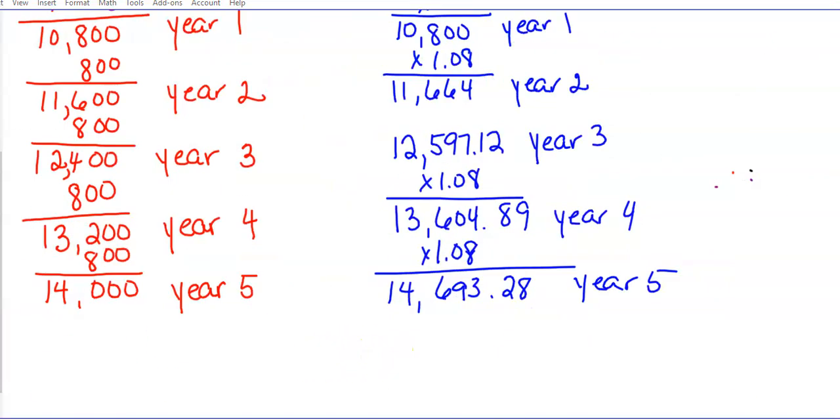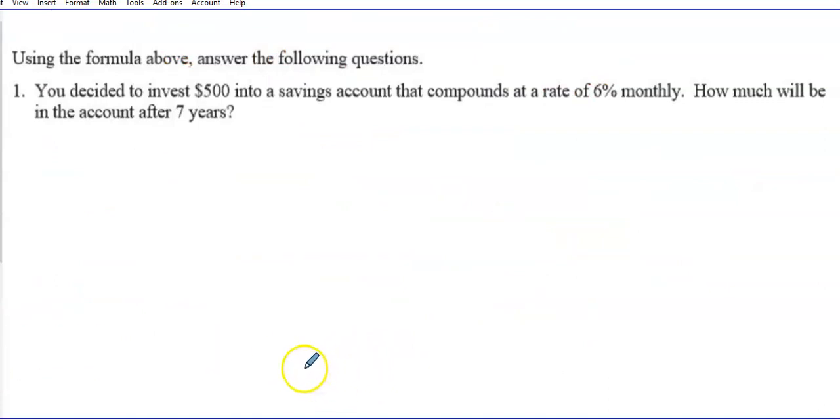Okay, let's move on. Looking at number 1 on page 7, let's think about our formula and look at what we've been given. It says you decide to invest $500 into a savings account. So this is your principal, your original amount that you invested. Compounds at a rate of 6% monthly. So 6% is going to be written as 0.06. This is our R, our rate. And it is compounded monthly, so N equals 12. How much will be in the account after 7 years? This is our T, that's time.